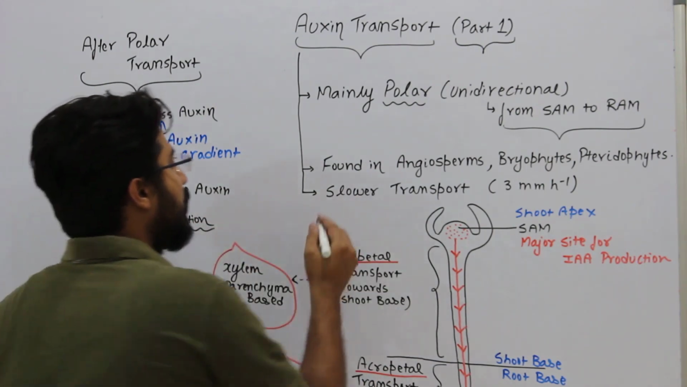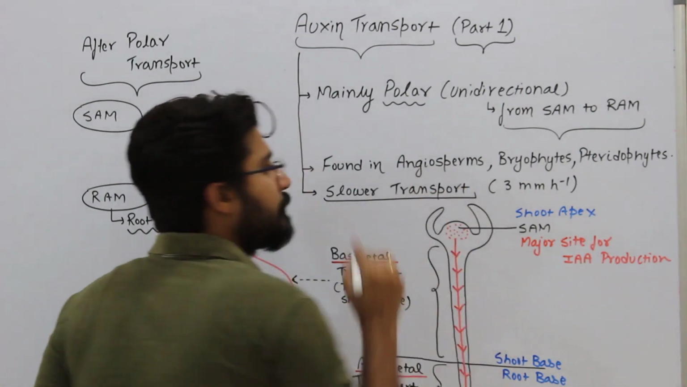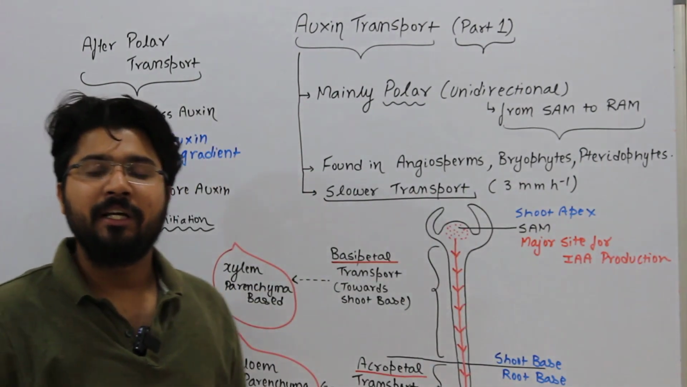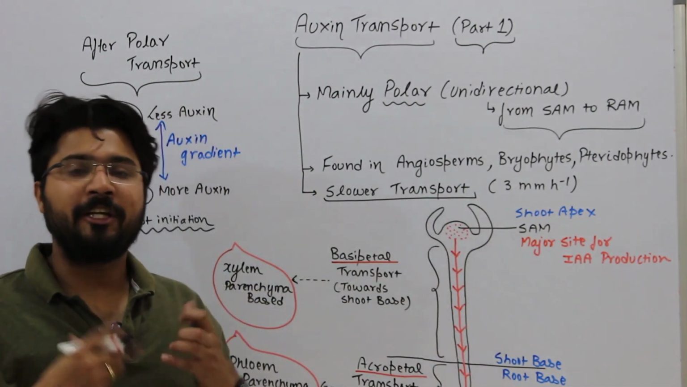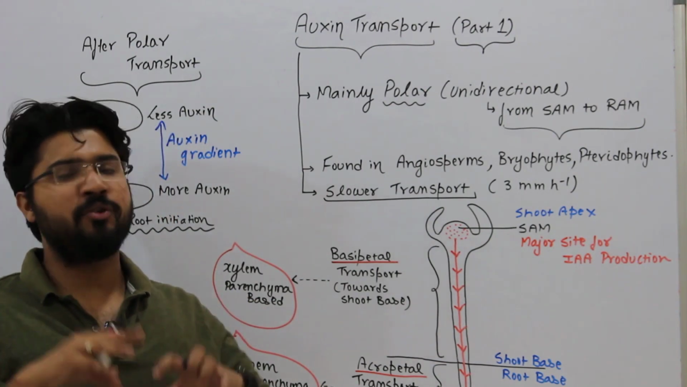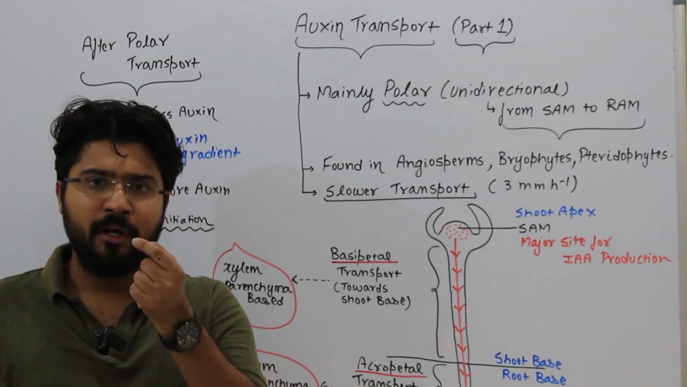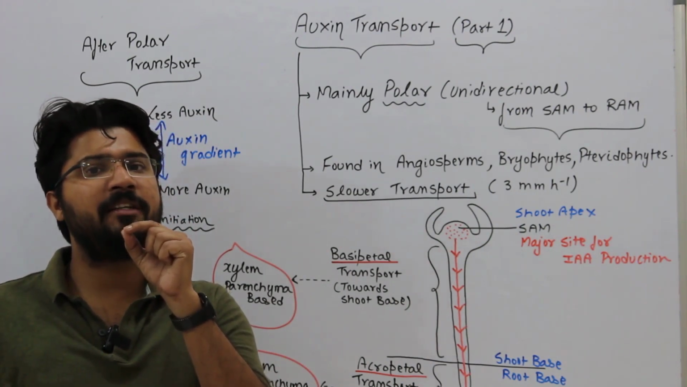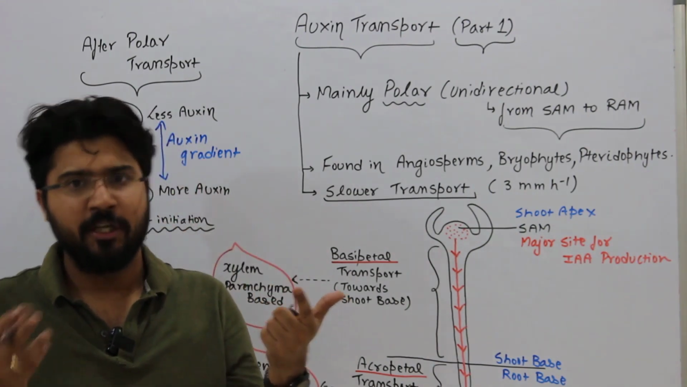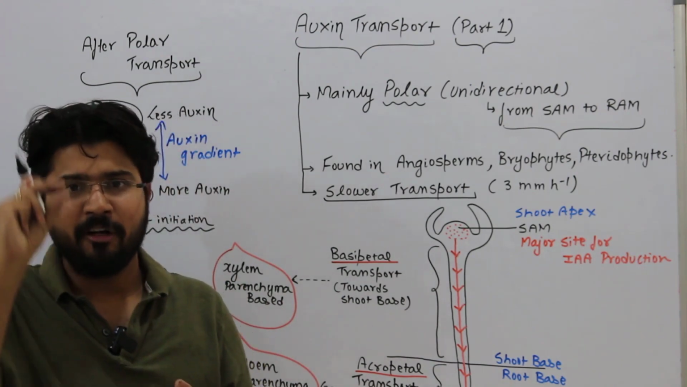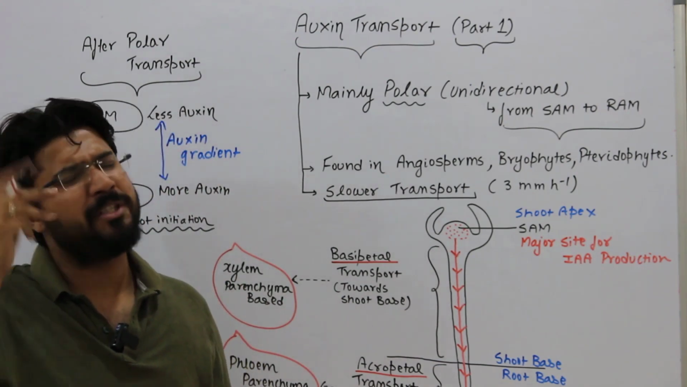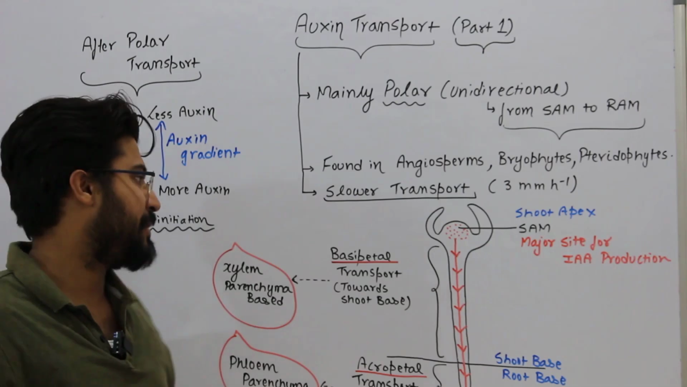Now, it is a comparatively slower transport. What do we mean by this particular point? The rate of this transport, when calculated experimentally, is not a very high rate. It is a very slow rate, where per hour the movement of auxin is taking place at the rate of 3 millimeter at max. So 3 to 4 millimeter is travelled by IAA in 1 hour, which is not a faster rate. I hope you understand.